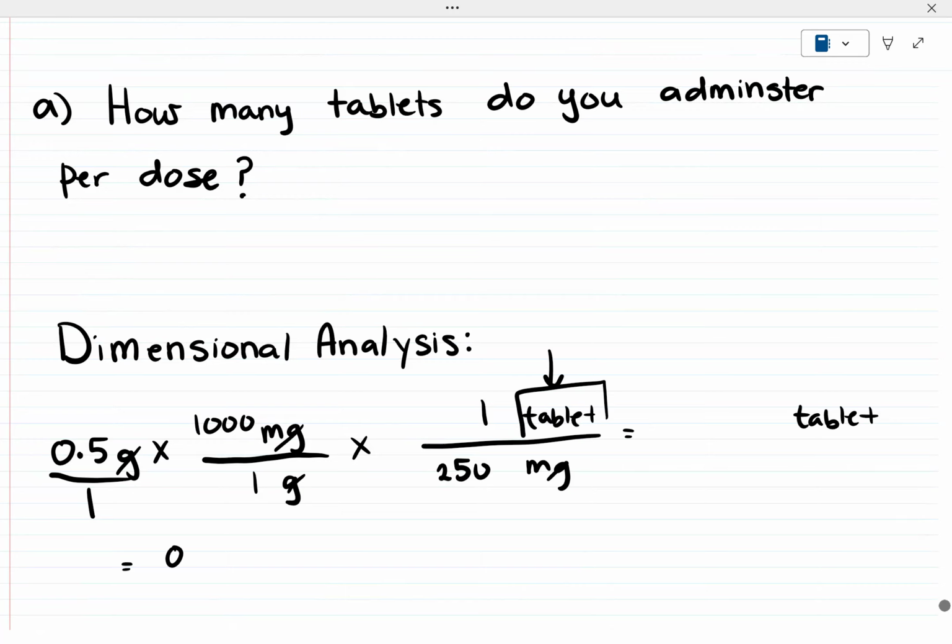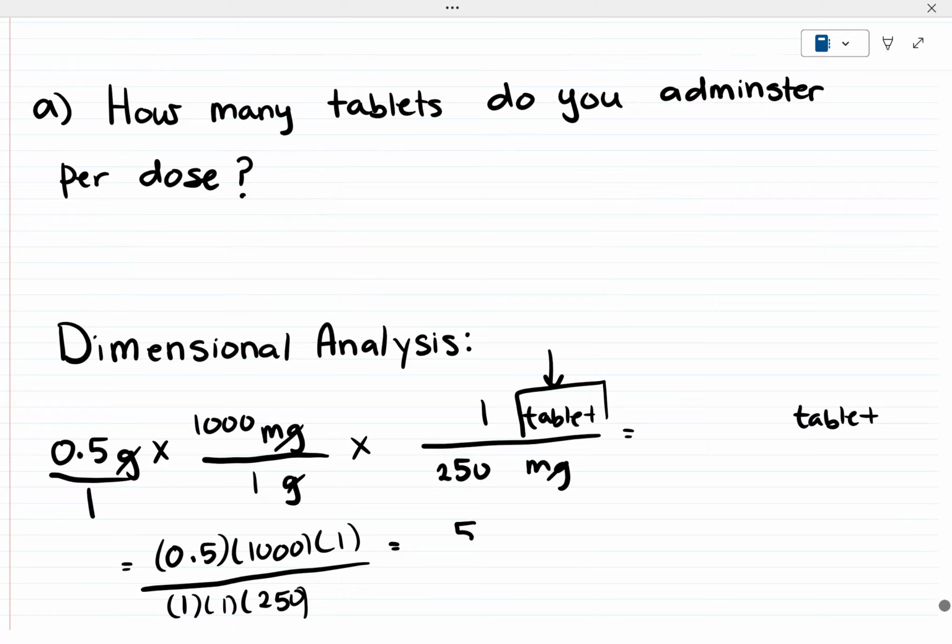On the top, it's going to be 0.5 times 1,000 times 1. And then on the bottom, it's 1 times 250. When you put that all together, the numerator should be 500, and the denominator is 250. When you put that in the calculator, 500 over 250 is exactly two tablets.